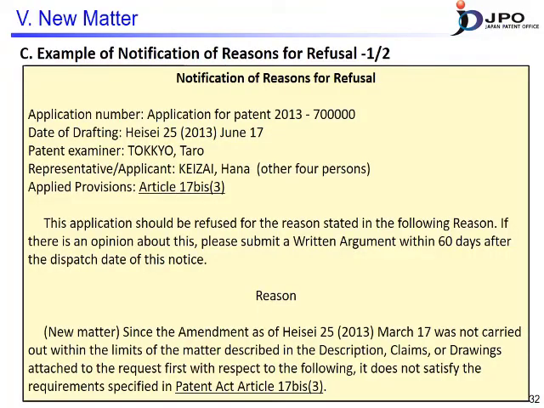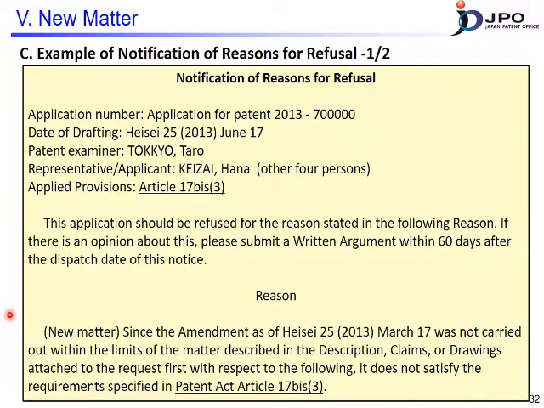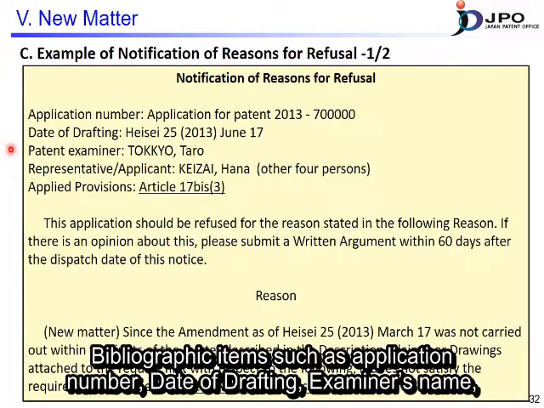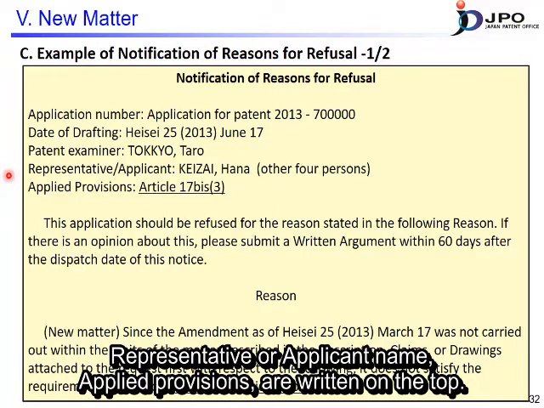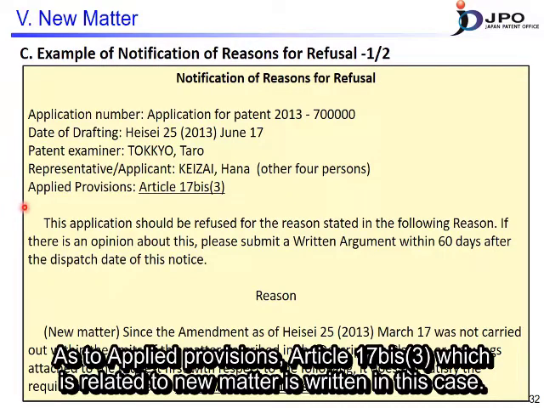Okay. This is a sample of a notice of reason for refusal related to new matter in JP. This is the bibliographic item such as application number, date of drafting, examiner's name, representative or applicant name. Applied provisions are written on the top. As applied provisions, Article 17bis(3), which is related to new matter, is written in this case.